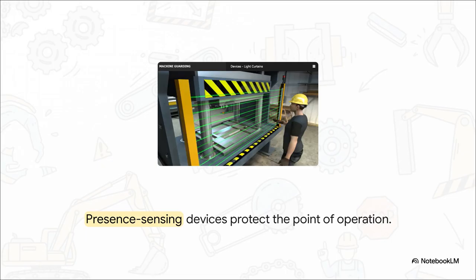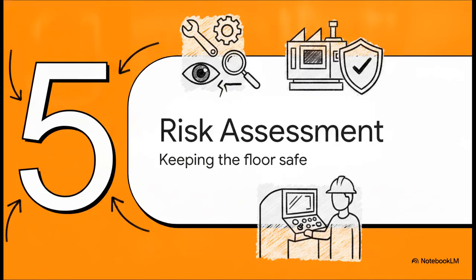This acts as a digital, totally invisible shield. If an operator's hand breaks the plane of those green lasers while the dies are closing, the system instantly stops the ram before anyone can reach into the danger zone. It's a phenomenal piece of modern engineering that keeps you safe without getting in the way of the materials you're working with. And that brings us to Section 5, Risk Assessment and Maintenance.